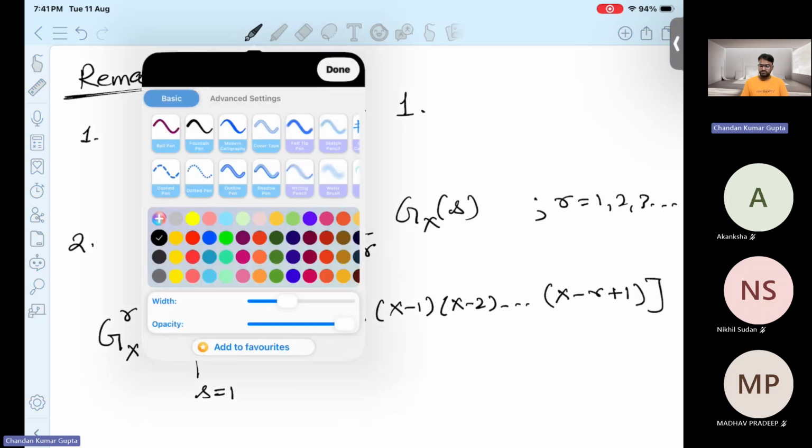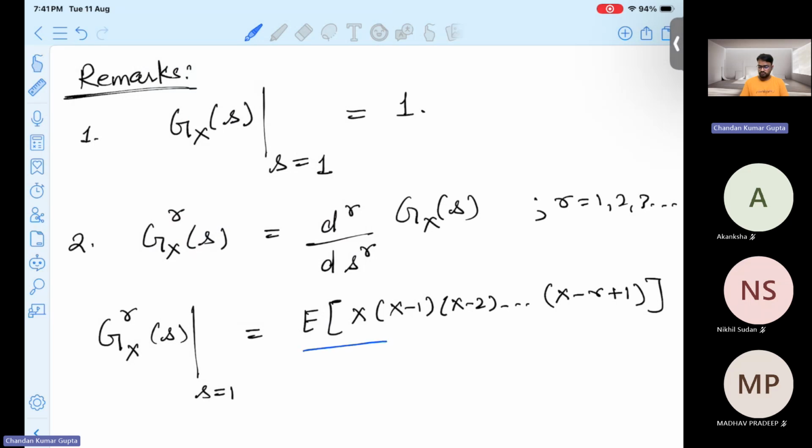This quantity is actually known as the factorial moment. And since this generating function is associated with the discrete random variable, you will definitely find in future that in some distribution cases, we need to use these factorial moments to calculate the moment.